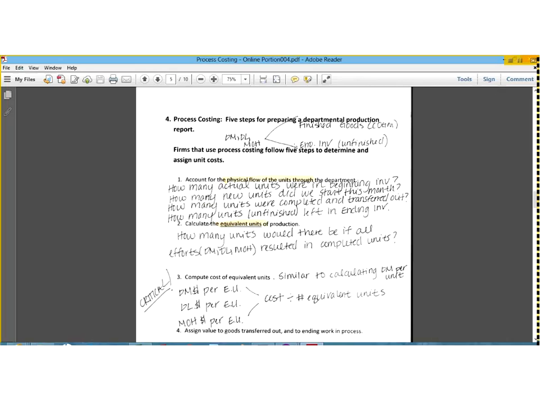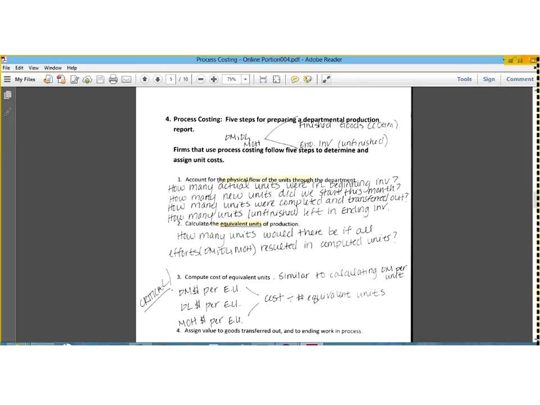Now, I will tell you in advance that your book does this slightly differently. You're more than welcome to use the book's method, or you may use my method. Part of the reason why we do these recorded lectures is because if I was just reiterating everything straight from the textbook, you wouldn't need me. You could just read the textbook. I'm going to show you sometimes a different spin on how to do something, and then you can decide which method works best for your learning.